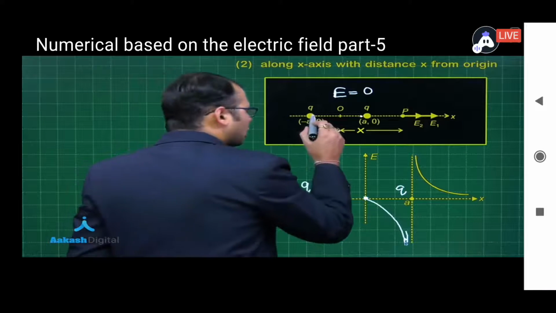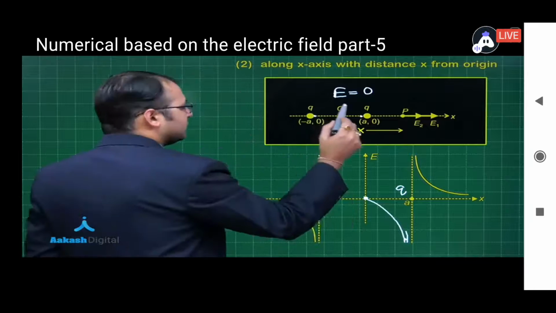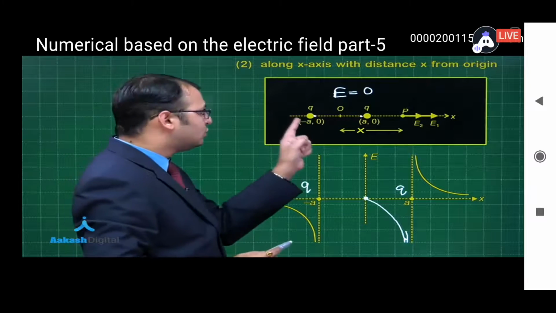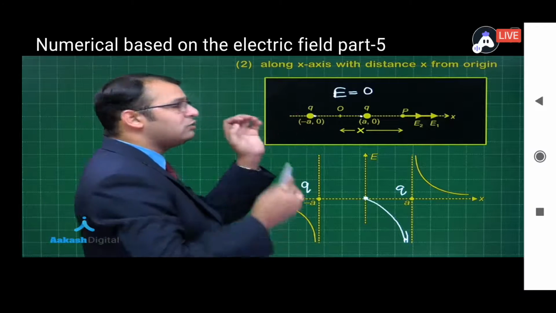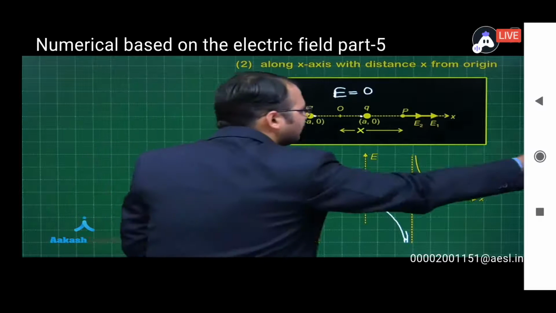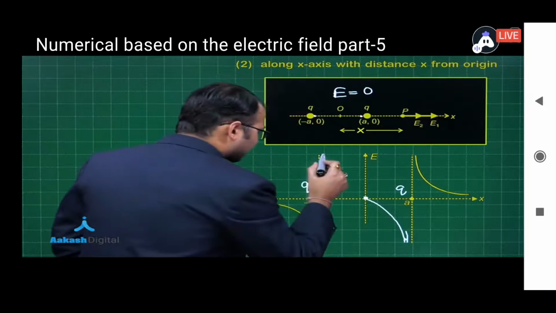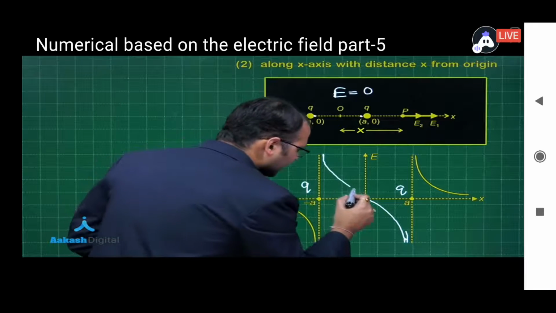Similarly, when you talk about this point here at the surface of this charge, again r will be 0, and the electric field due to this charge will be too huge, and it will be in the positive x-axis. That electric field will start from here, and it will be parallel to the y-axis, and it will merge like this here.